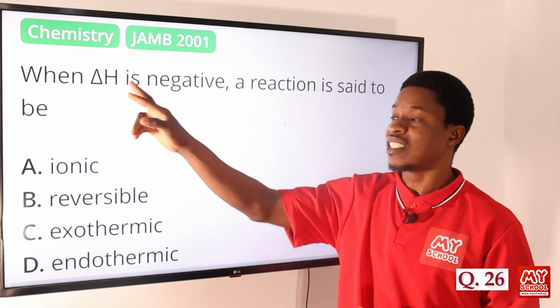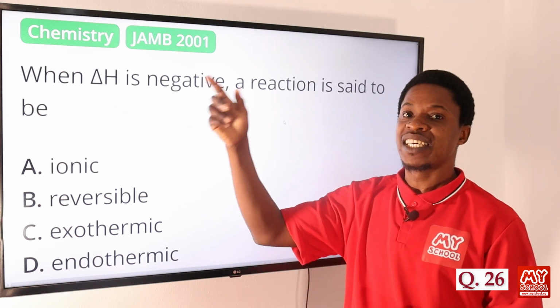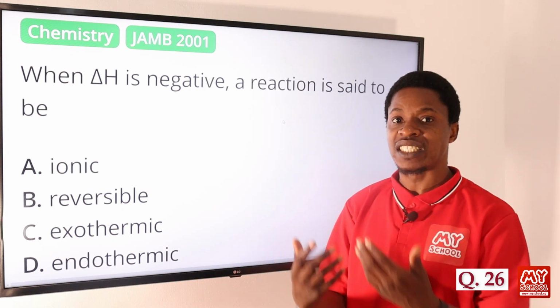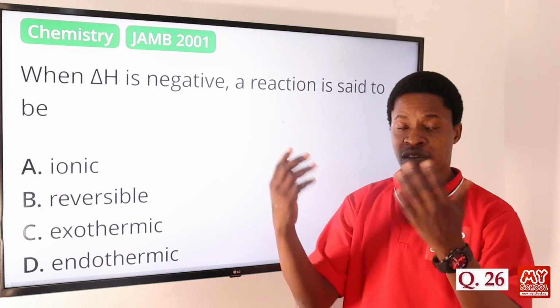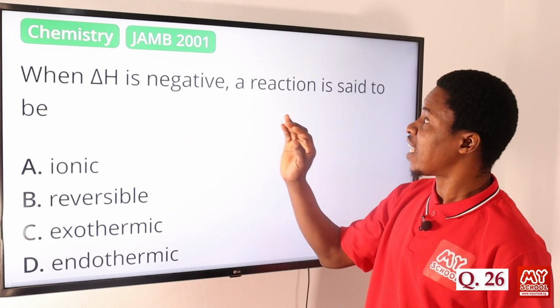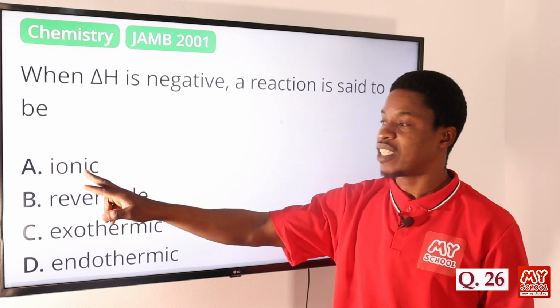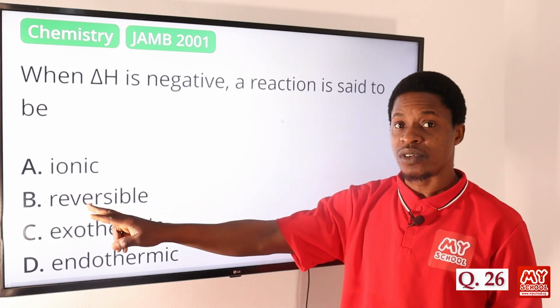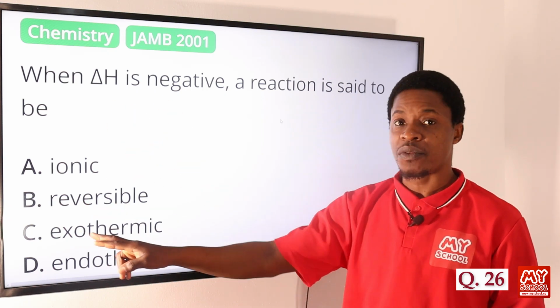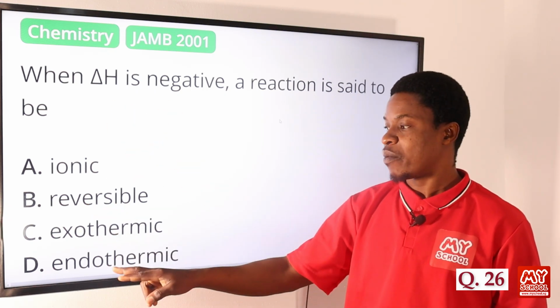So if delta H is negative, it means that the reaction is exothermic because heat is evolved into the environment, from the system into the environment. So is the reaction said to be ionic? No. Reversible? No, it's not reversible. If it were, it would not be negative. Exothermic, okay, and then we have endothermic.